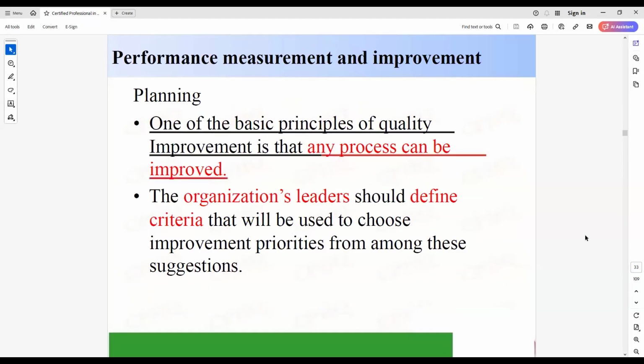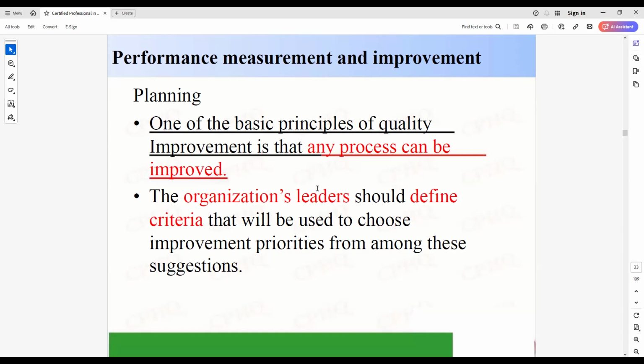Okay. Now we move to performance measurement and improvement. One of the basic principles, continuing about the improvement processes for quality management, is that any process can be improved. So you shouldn't say I cannot improve this or I cannot make this happen, because the idea is that everything, even if you are at a high sigma level, you can still improve it to make it even better.